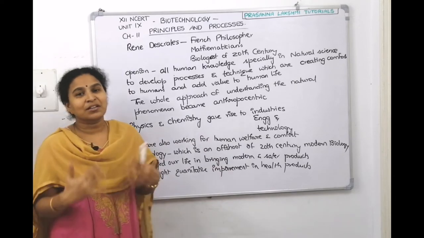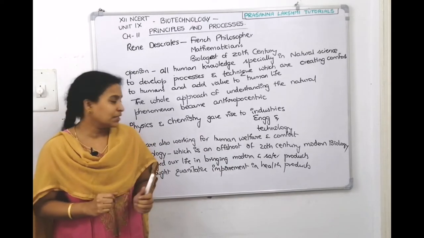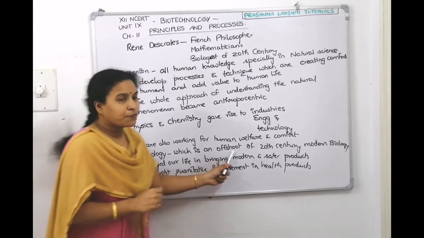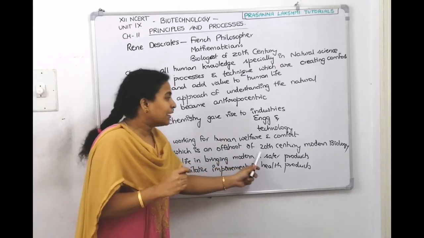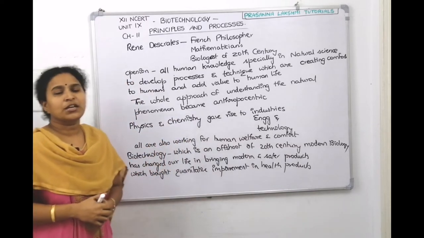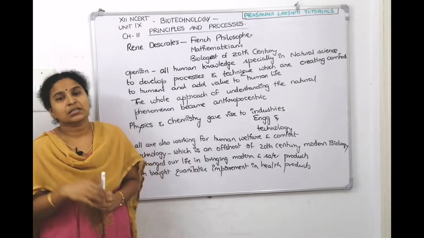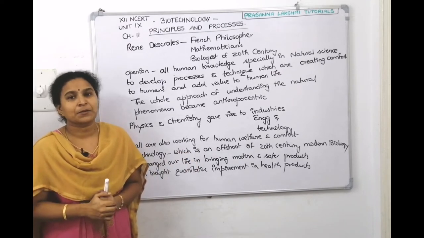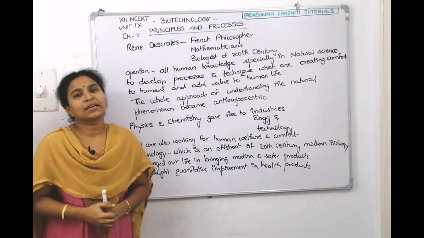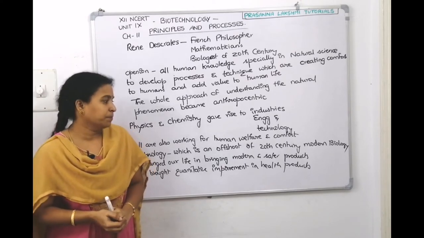Now come to the trend. The new technology, the new science, biotechnology, what is it? They are telling it is an offshoot, meaning a branch of 20th century modern biology. Now it has also changed our life. How has it changed our lives? By bringing improved products, safer products, no side effects. So it has improved our life qualitatively by improving the products in health production.